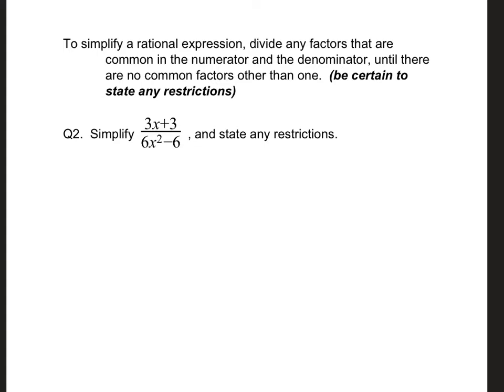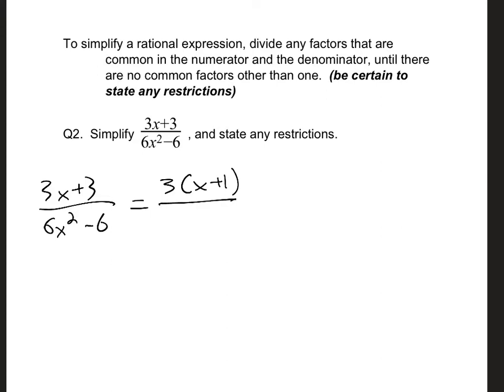So we're going to simplify 3x plus 3 divided by 6x squared subtract 6, and we're going to state any restrictions. Looking at this expression, I see I have a common factor of 3 in the numerator, so let me factor that out. I'll be left with x plus 1. In the denominator, we have a common factor of 6, so let me factor that out, and now we're left with x squared subtract 1 in the denominator.